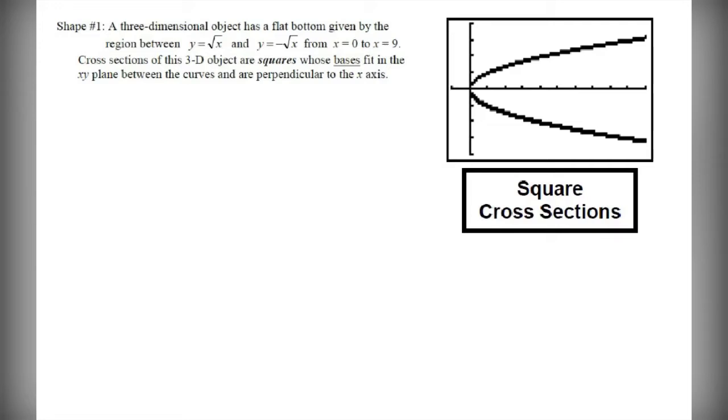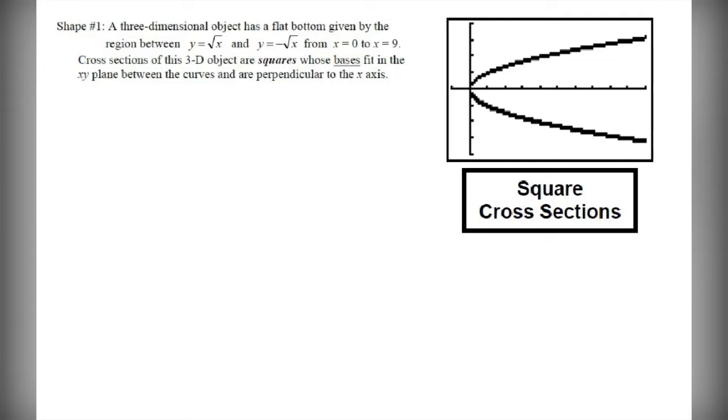It's got a flat bottom, and it's basically between the square root of x and negative the square root of x from 0 to 9. Now here's the key statement. The cross-sections, this is what you want to pay attention to, are squares whose bases are going to fit in the xy plane between these curves, also perpendicular to the x-axis.